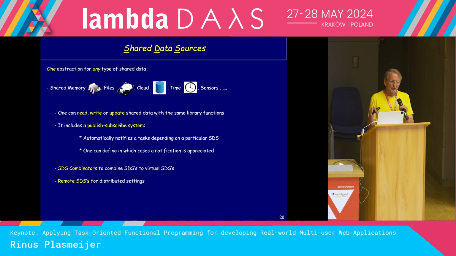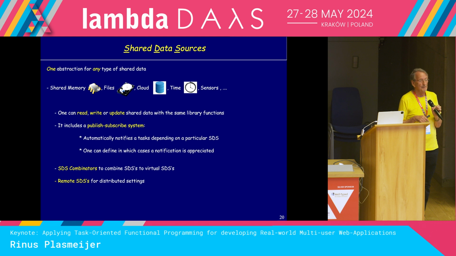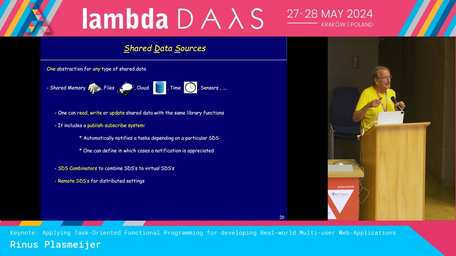What you then can do in your code is, for instance, write to a shared memory. If you write to a shared memory, then this information is changed. And then the system will automatically see who is using this thing, who is depending on this information, which of the tasks want this. And then there's this publish subscribe system which automatically notifies the tasks that something has changed that they depend on. And again, there are combinators to combine all these things. We'll skip that.